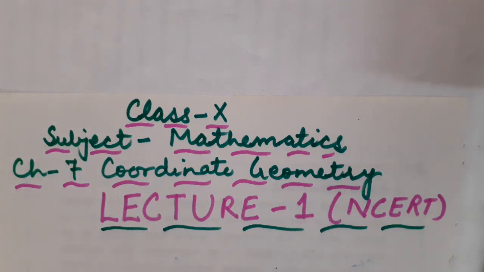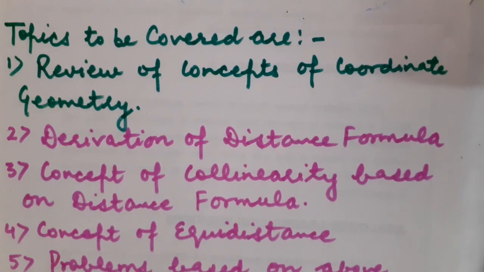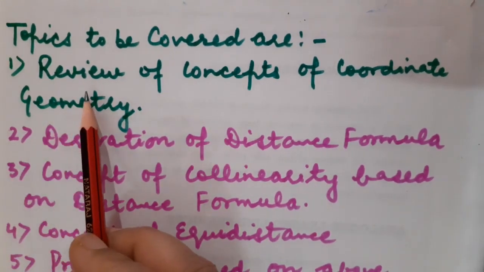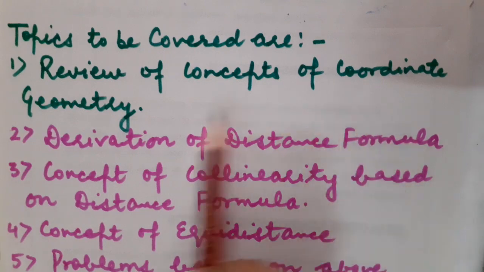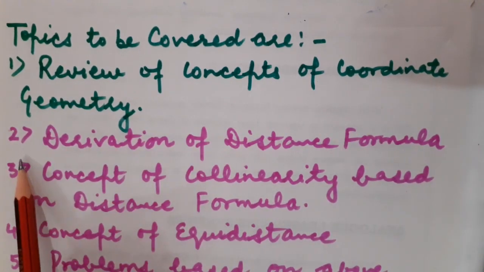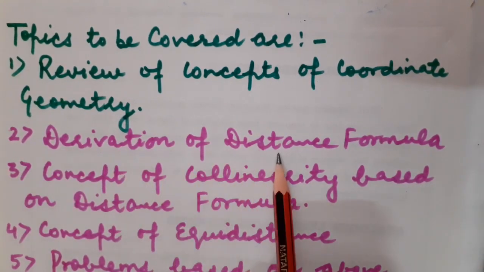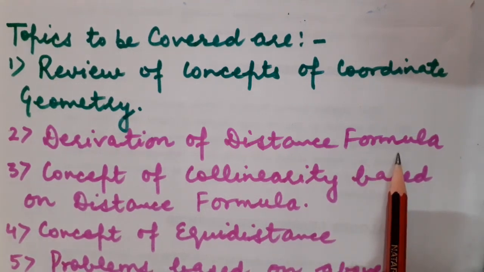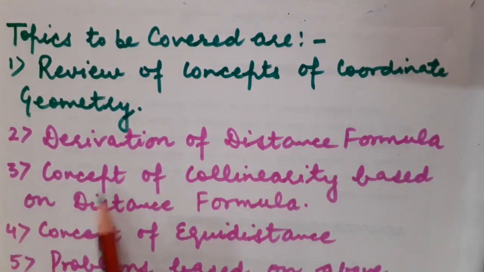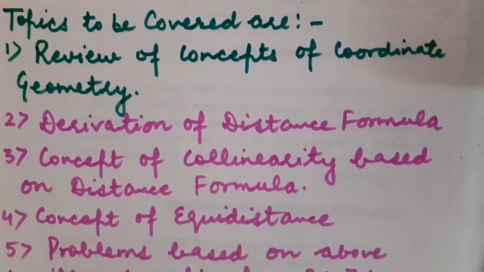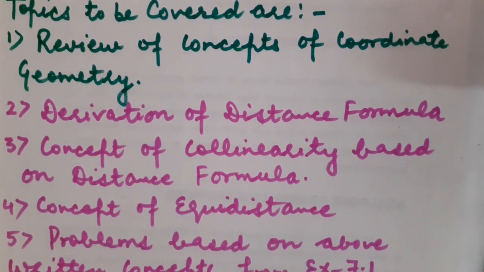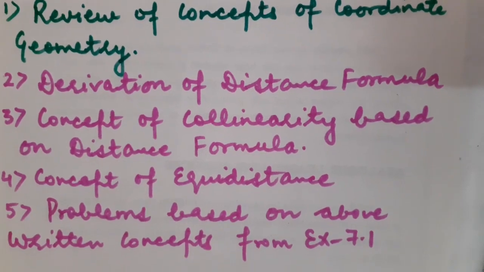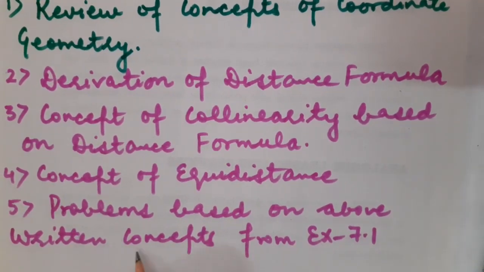Fine, students? In today's lecture, the topics which I am going to cover are: number 1, review of the concept of coordinate geometry. Number 2, we will be learning about the derivation of the distance formula between 2 points. Number 3, the concept of collinearity based on distance formula. Number 4, concept of equidistance. Number 5, problems based on above written concepts from exercise 7.1.